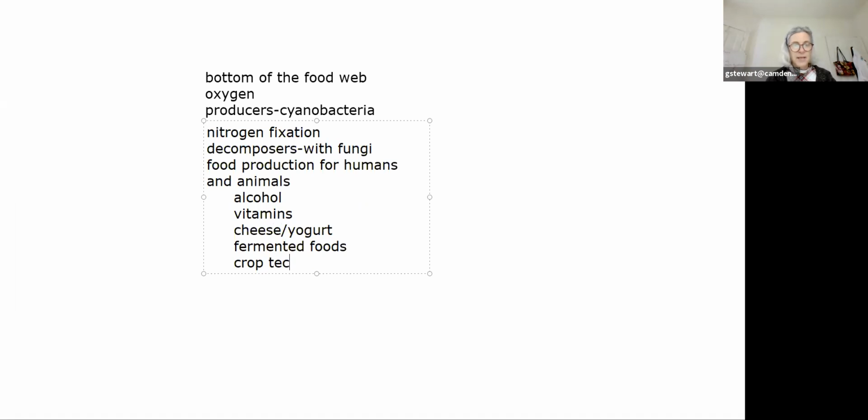Put crop technology on here. We're using bacteria to make crops such as corn and beans resistant to infections with particular insects. The insects ingest the bacteria, it makes a toxin, kills the insects, but doesn't affect humans or the plant growing.